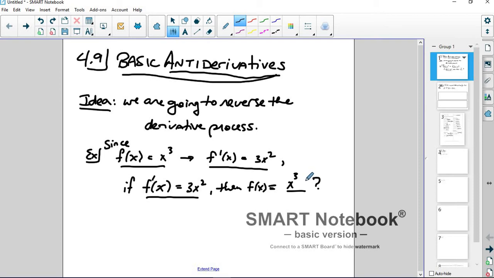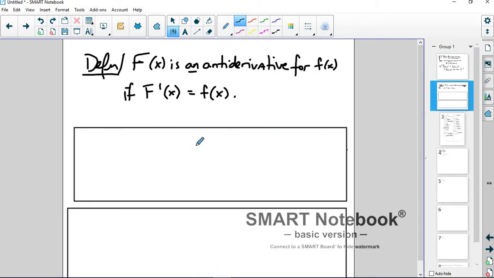Okay, there are definitely rules that we use, and most of those rules come directly from our derivative rules. They're just backwards. So let's take a look here at a couple of things. First of all, the definition. F of x, big F of x, we use a capital F to represent antiderivatives. Capital F of x is an antiderivative, notice the article, for f of x if big F prime of x equals f of x. That's exactly what we would expect it to mean.